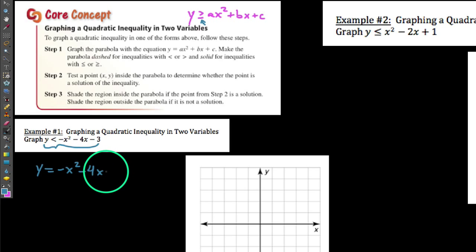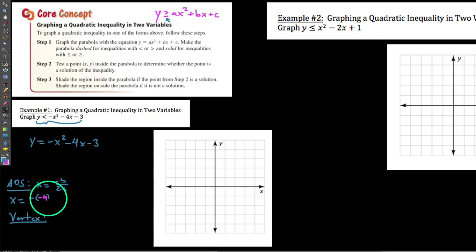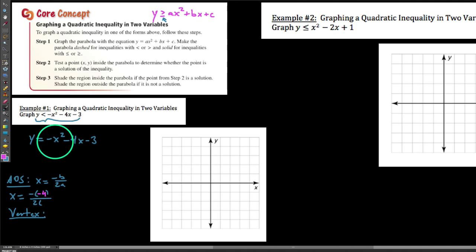Knowing that this is in standard form and I want to graph it, the very first things we're going to find are the axis of symmetry and then the vertex, and then we'll use our a value to sketch the rest. As far as the axis of symmetry is concerned, remember that when this is in standard form, it's always x equals negative b over 2a. In our instance, we have a b value of negative 4, so we get negative negative 4 over 2 times a, where our a value is negative 1. So we get positive 4 over negative 2, which gives us negative 2.